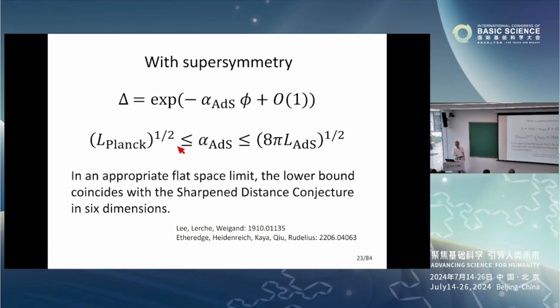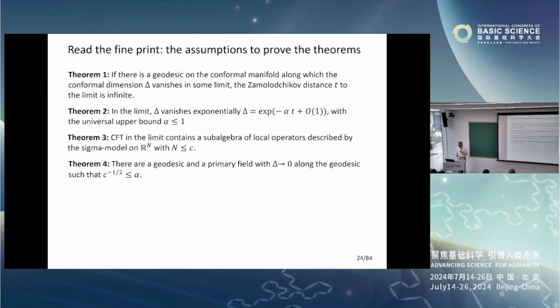But there is actually a puzzle because there is also a 5-dimensional example of Maldacena, Strominger, Witten, where AdS3 times S2. And if you apply this in that case, actually you can get a bound that is sharper than what you would expect from the sharpened distance conjecture. So there is some puzzle about this that maybe at some point we can discuss. I'm getting a little short of time, so I'm going to skip this.